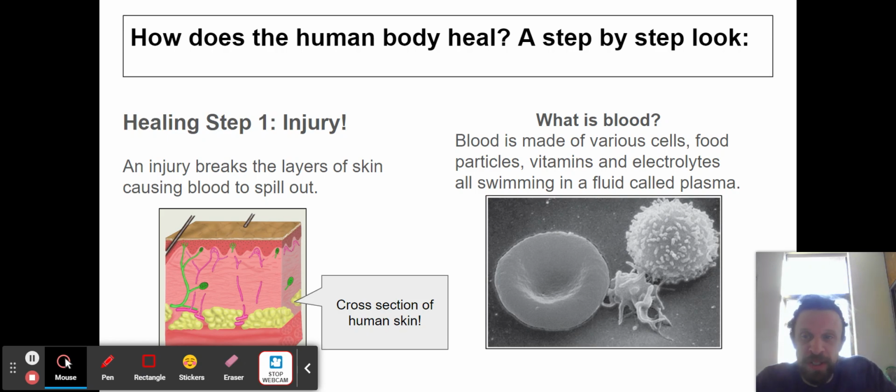So some sort of injury, whether it's a cut or a fall or a scrape. Usually what will happen, even with the most minor thing, is it'll break the layers of skin. And this is a cross section of human skin. When that skin breaks, we know that there are blood vessels everywhere in your body, and the blood will spill out. And so, what is blood? We've talked about this. Remember, it's made of various cells, food particles, vitamins, and electrolytes. And it's all swimming in this fluid called plasma.